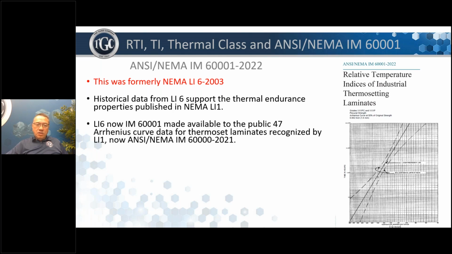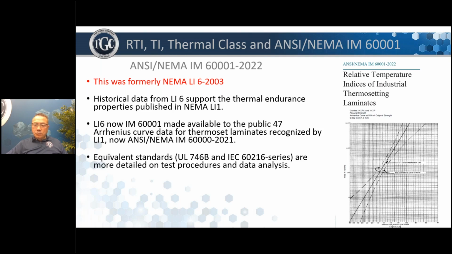And what it does is that it contains actually 47 aging curves. Those are the essential background information that allow the NEMA LI1, now the ANSI NEMA 60000, to publish the RTI number for the material recognized by LI1 or 60000. So those are very valuable historical information, and we want to maintain it. But we realize that we just don't want to rubber stamp it and call it 2022.